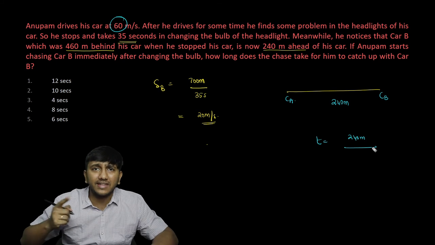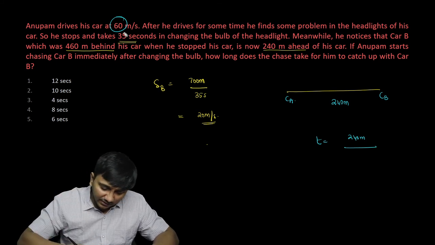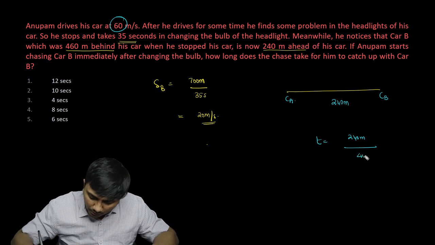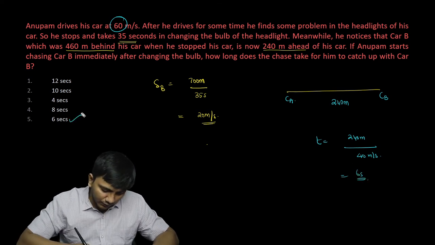Now they both are going in the same direction, so I should take the difference of these speeds as the relative speed. And what is the difference of the speeds? 60 and 20, so it's going to be 40 meters per second. So 240 by 40, that's going to be 6 seconds. Answer is 6 seconds for this question.